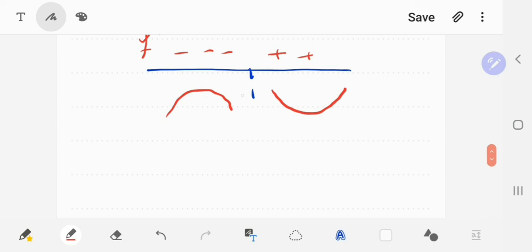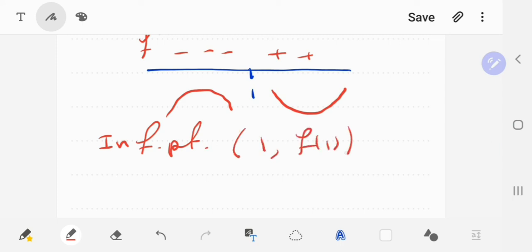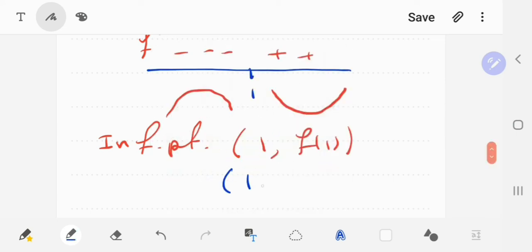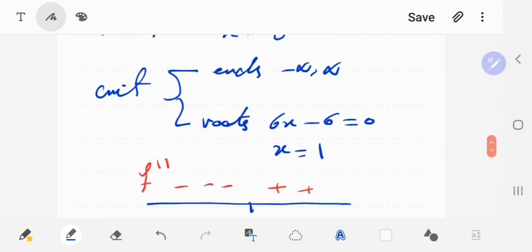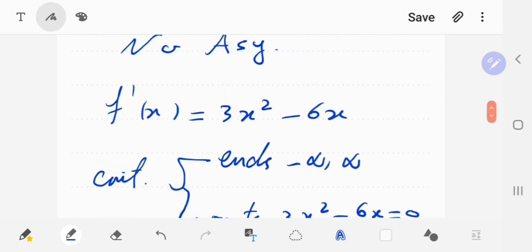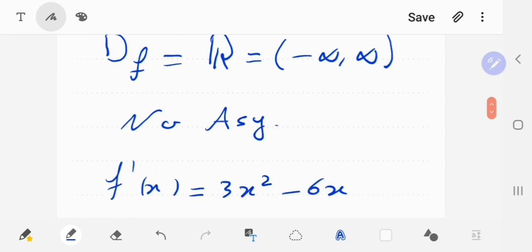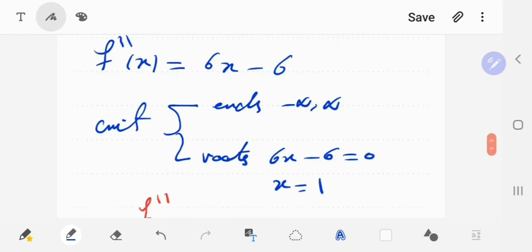Now, since the function changed concavity at 1, then the point at 1 will be called an inflection point, and it should be written as a point. So 1 and f of 1 is an inflection point. We need to evaluate that, of course. 1, f of 1, again, we're talking about the original function. All we are doing is graphing the original function. So 1 minus 3, that's negative 2.